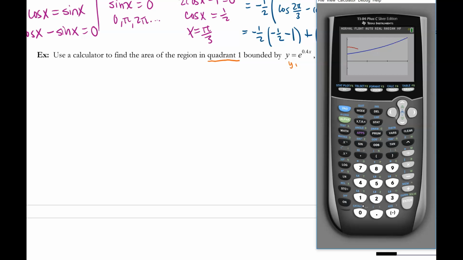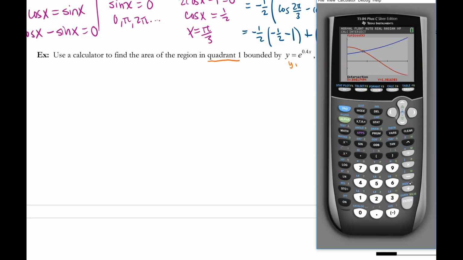So what we need to know is that intersection. So once this is done, we're gonna hit second trace to bring up that calculate menu. And we wanna go to 5 for intersect. And then we want to just get on this first curve as close as we can to that intersection. Hit enter. The second curve, it'll usually put it right there. Hit enter one more time, and then I usually just hit enter for guess.